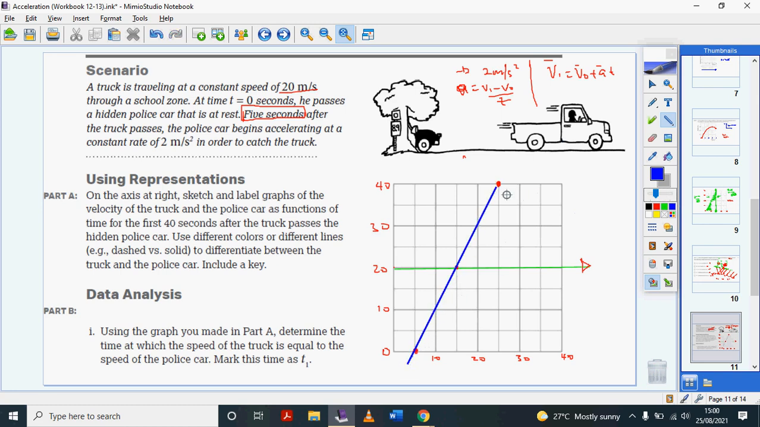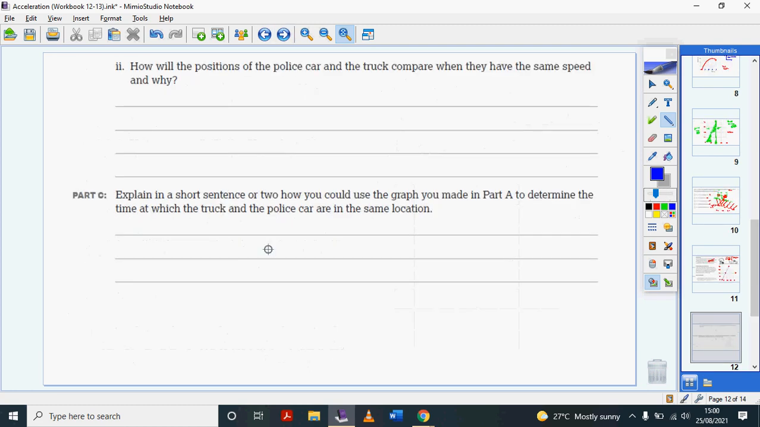Now the question they asked us first was, explain in a short sentence or two how you could use the graph you made in part A to determine how the positions of the car and truck compare when they have the same speed. We answered this. We said the police car is still behind the truck and it is increasing in speed, but it's still behind the truck when it has a speed of 20 meters per second. Because even if it reaches the speed of the truck, it needs to be moving faster to catch up or even overtake it. So it will still be behind the truck.